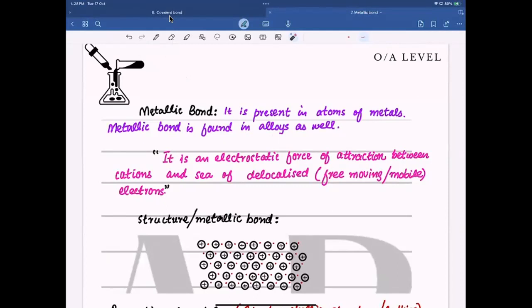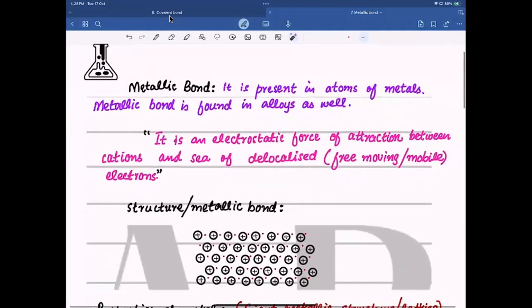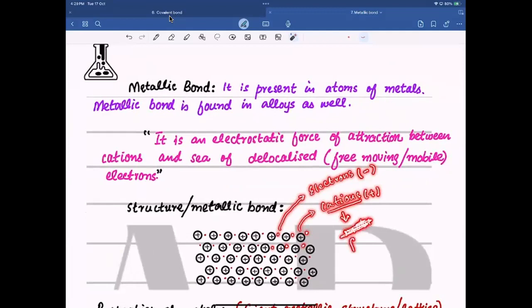If you look at the structure, these spheres with a positive charge are cations, or positive ions, and the dots over here are electrons. And we know what charge electrons possess? Negative. Negative charge, and cations have positive charge. So remember, these cations are fixed in the lattice, they do not move.